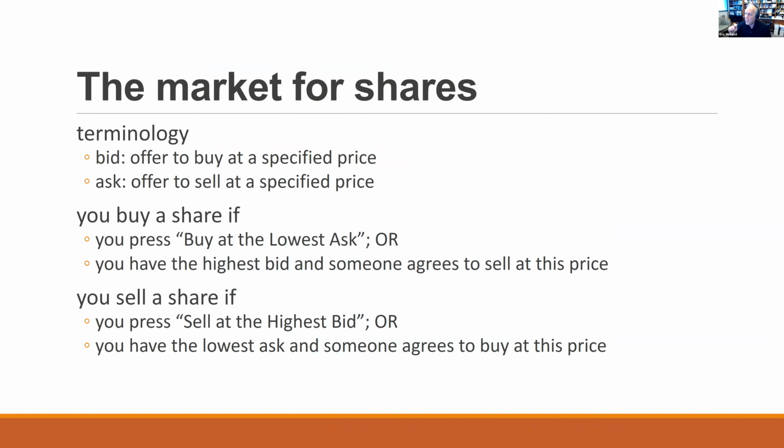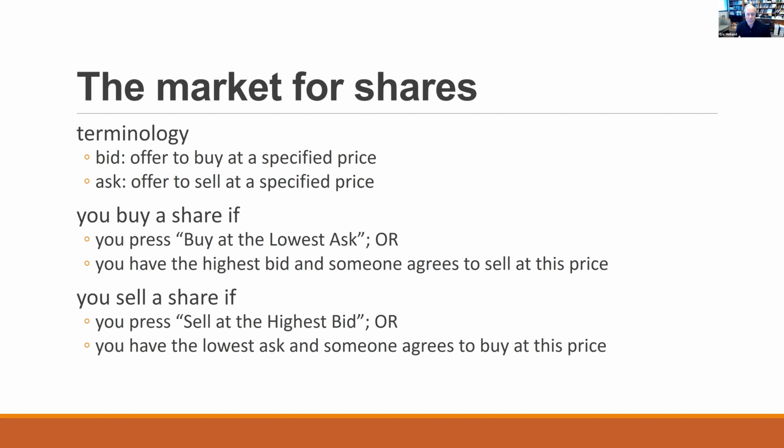One more thing on terminology. If you bid, that's an offer to buy at a specified price. If you are asking, you're offering to sell at a specified price. You can buy a share if you buy at the lowest price, and I'll show you how to do that in a minute, or if you have the highest bid and someone wants to sell. So if I have the highest bid and Evan wants to sell, I'm going to get it. And you can sell if you sell at the highest bid, or if you have the lowest ask and someone agrees to buy at this price. So it's a really simple market.